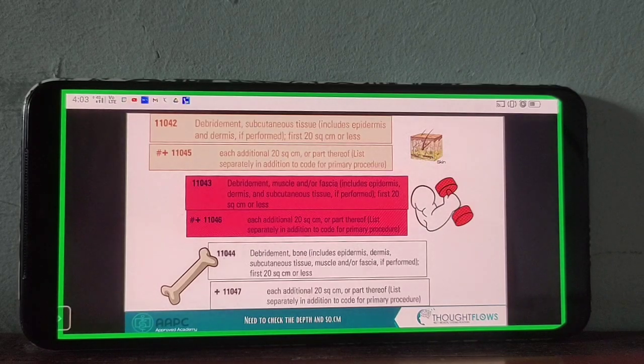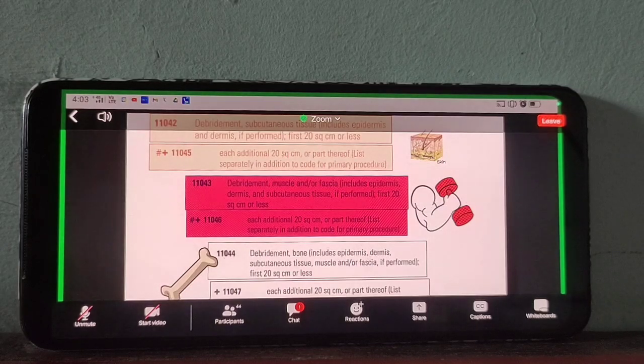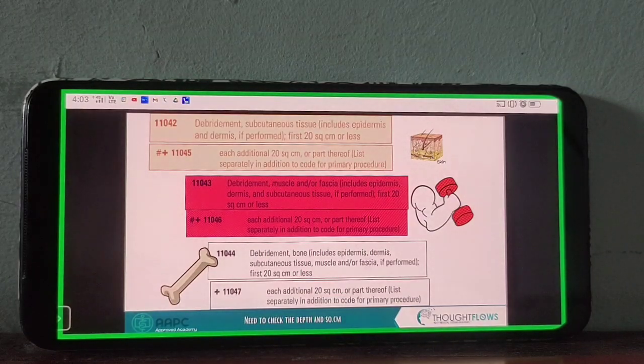So 42 and 45 for subcutaneous depth, 43 and 46 for muscle depth, and 44 and 47 for bone depth. So the depths of the debridement are subcutaneous, muscle and bone. The corresponding square centimeter denotes the cleaning surface; it does not mention the depth. The square centimeters are used to report the cleaning surface. Now try this.